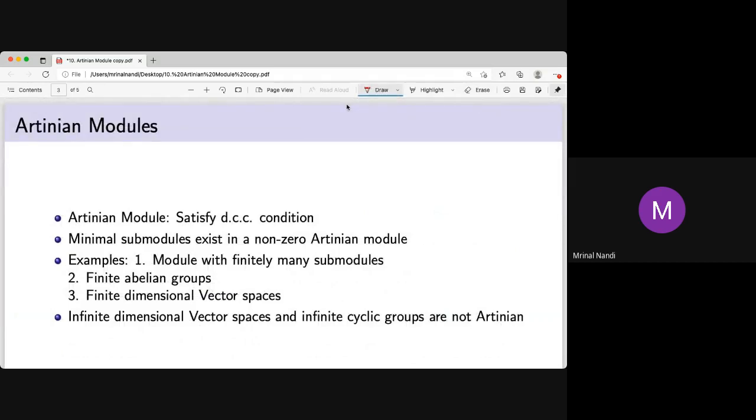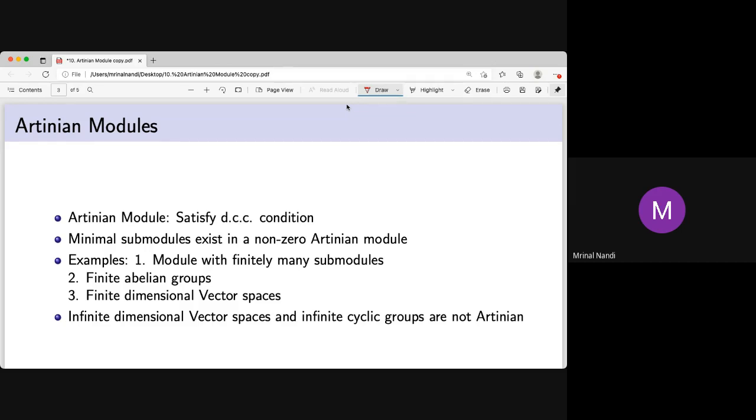1 implies 2, we have to construct a descending chain. Now these two conditions are actually equivalent, but apparently the second one looks more general. The first one apparently looks weaker, but they are actually equivalent. The second one looks stronger, but the two theorems are equivalent, though one apparently looks stronger and the other weaker.